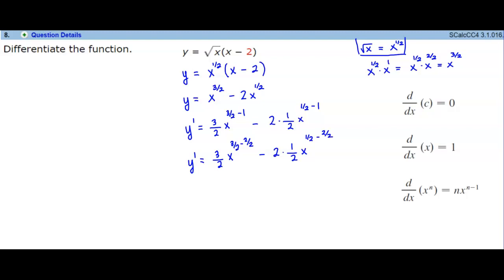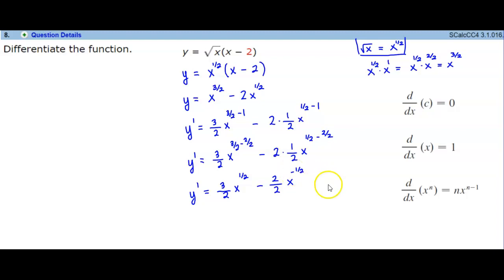Now what I want to do is see if I can find something in common, so that I can then do the operations on the exponents. So we have y prime equal to 3/2 x to the 1/2, minus 2 times 1, which I'm going to leave as 2/2, and I'll show you why in a second, times x to the 1/2 minus 2/2, which is negative 1/2.